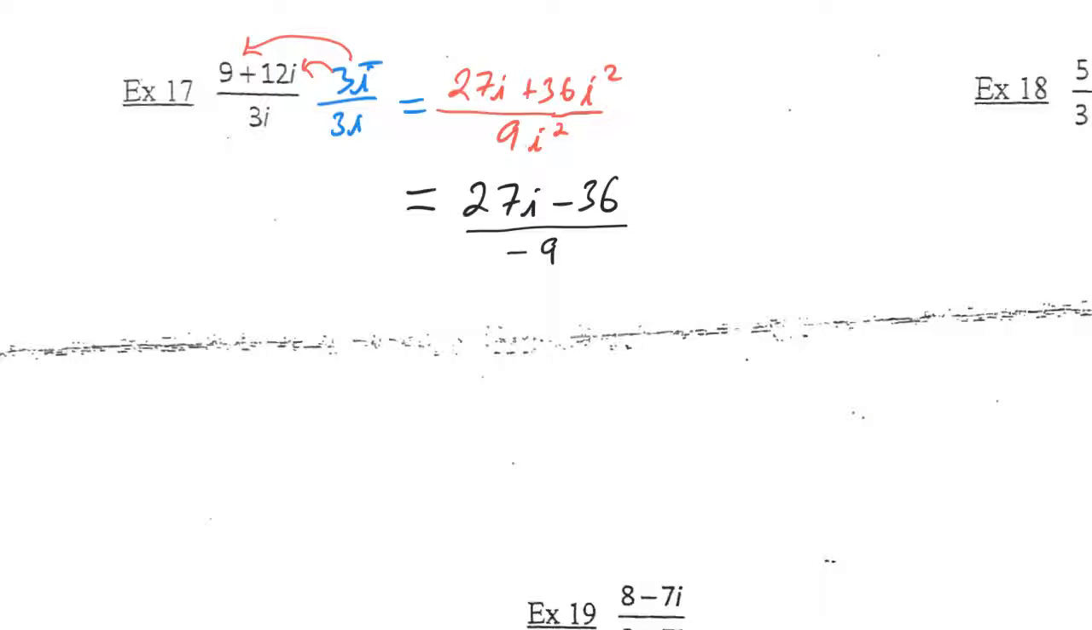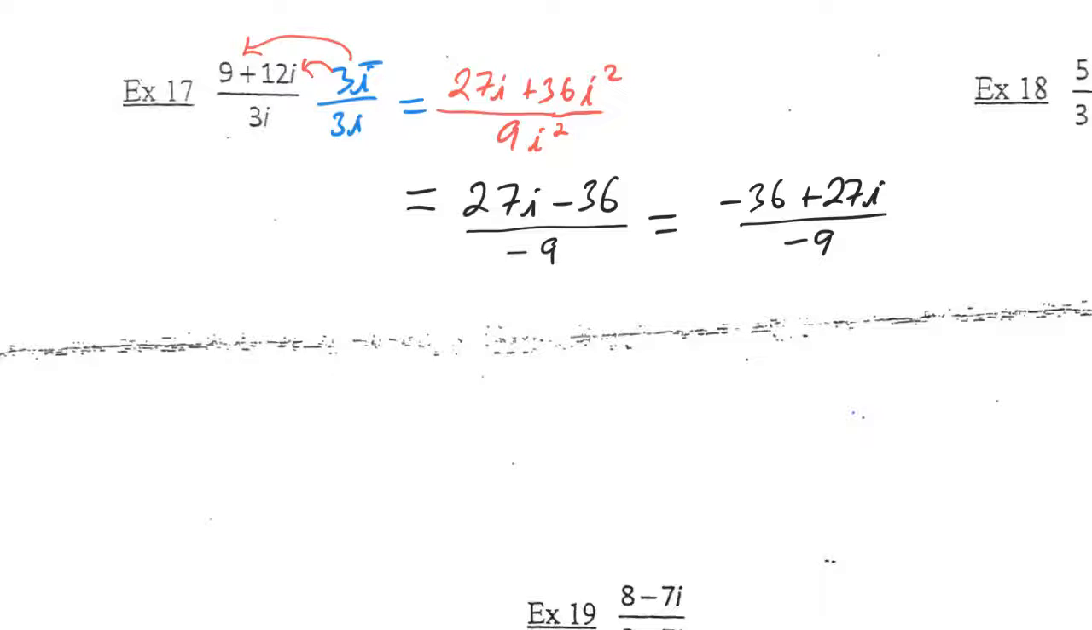Now, we've got to go a little bit further. Remember how I said the i term has to come second? So let's rewrite this. It's going to be negative 36 plus 27i over negative 9. The only thing we're doing there is moving the i term so it's in second place. Good.